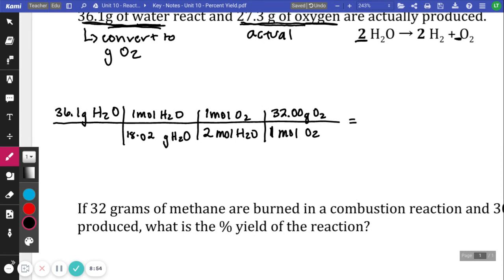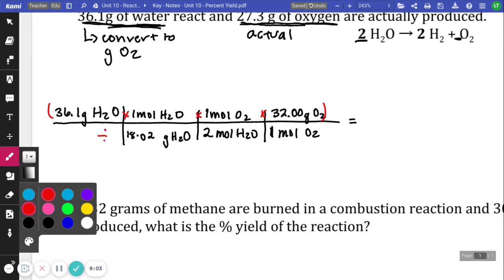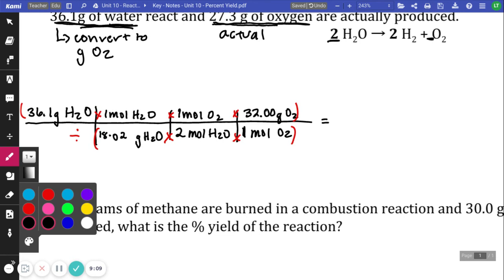Then we multiply across the top and divide by the bottom. So I'd have 36.1 times 1 times 1 times 32.0, and then divide that by the product of the bottom. Go ahead and plug that into your calculator. When you do, you should get 32.1 grams of oxygen. This is our theoretical yield. We had to solve for it because we didn't start with that. It gave us grams of water.